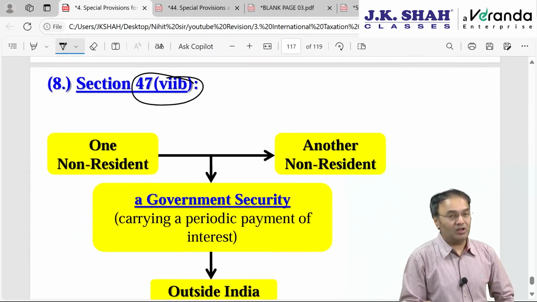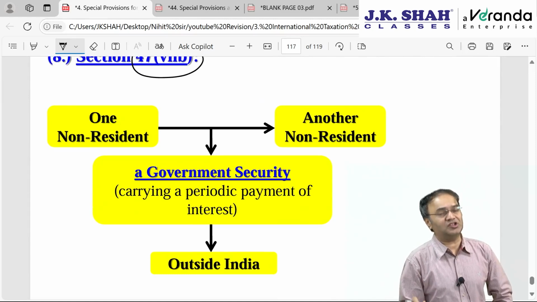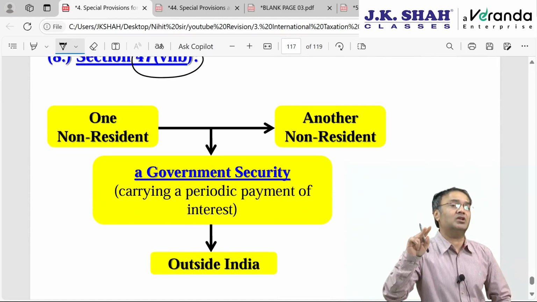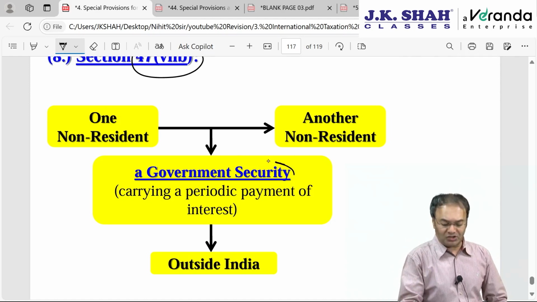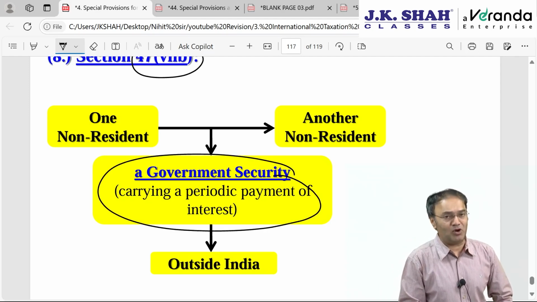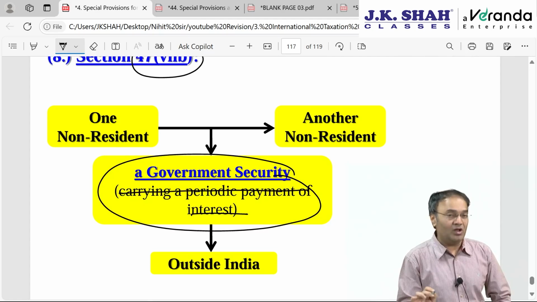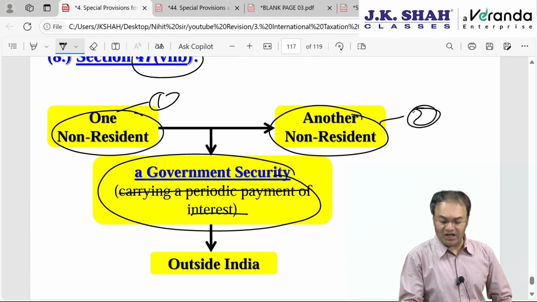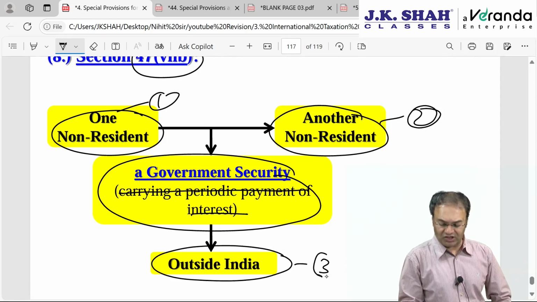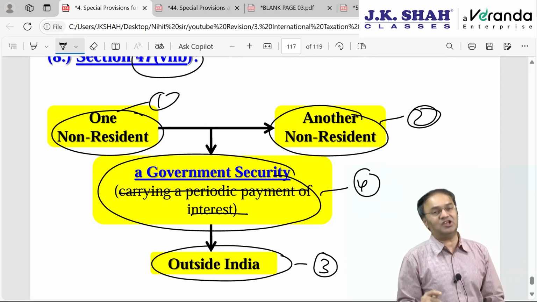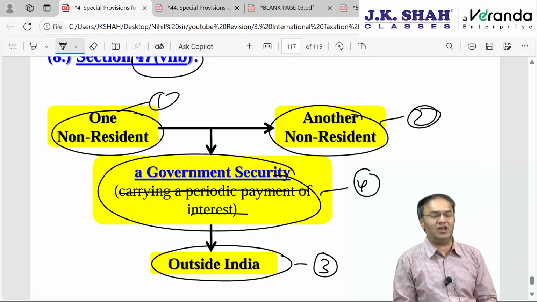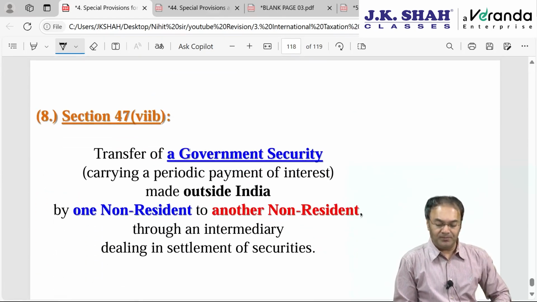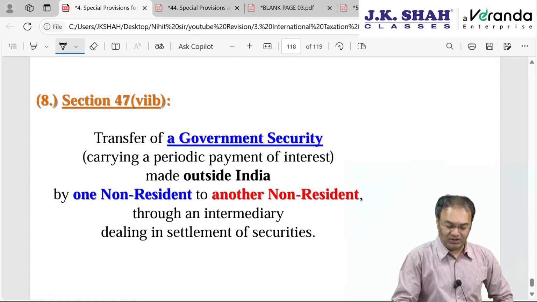47 clause 7B, again the same four conditions, the asset gets changed. Earlier it was bonds or debentures of an Indian company referred to in 115AC, then it was rupee denominated bond. Now it is government security carrying periodic payment of interest. Condition 1, transferor is non-resident. Condition 2, buyer is also non-resident. Condition 3, transfer takes place outside India, but the asset gets changed. Asset is government security carrying periodic payment of interest. This is how it is given.